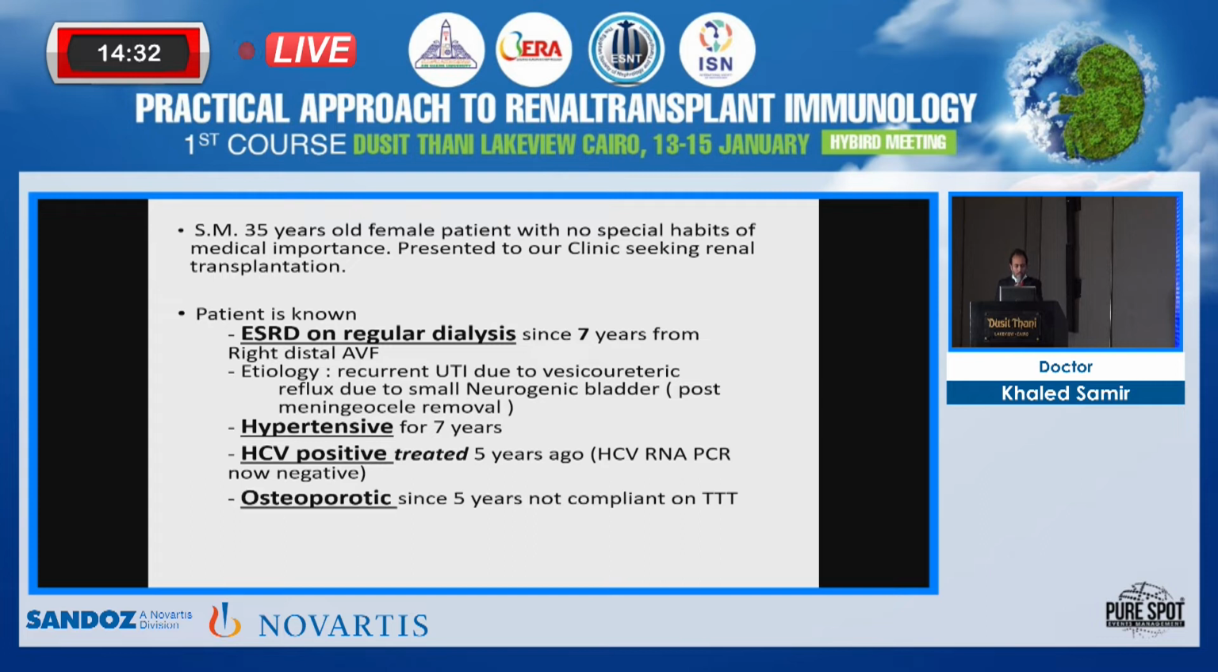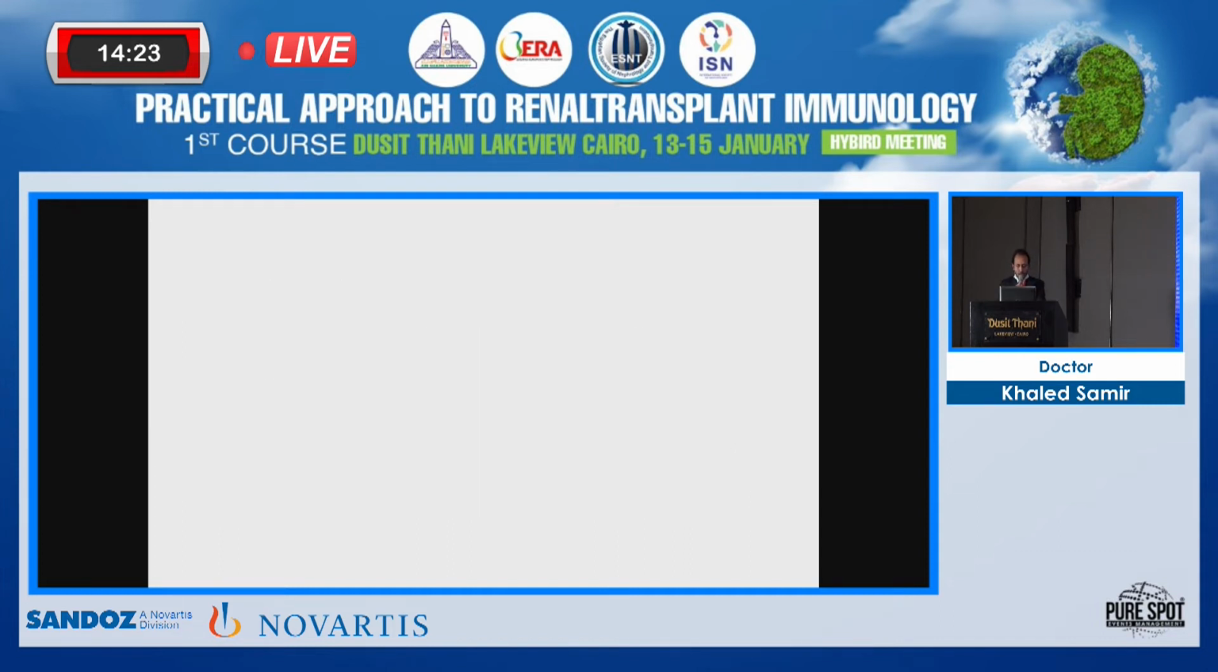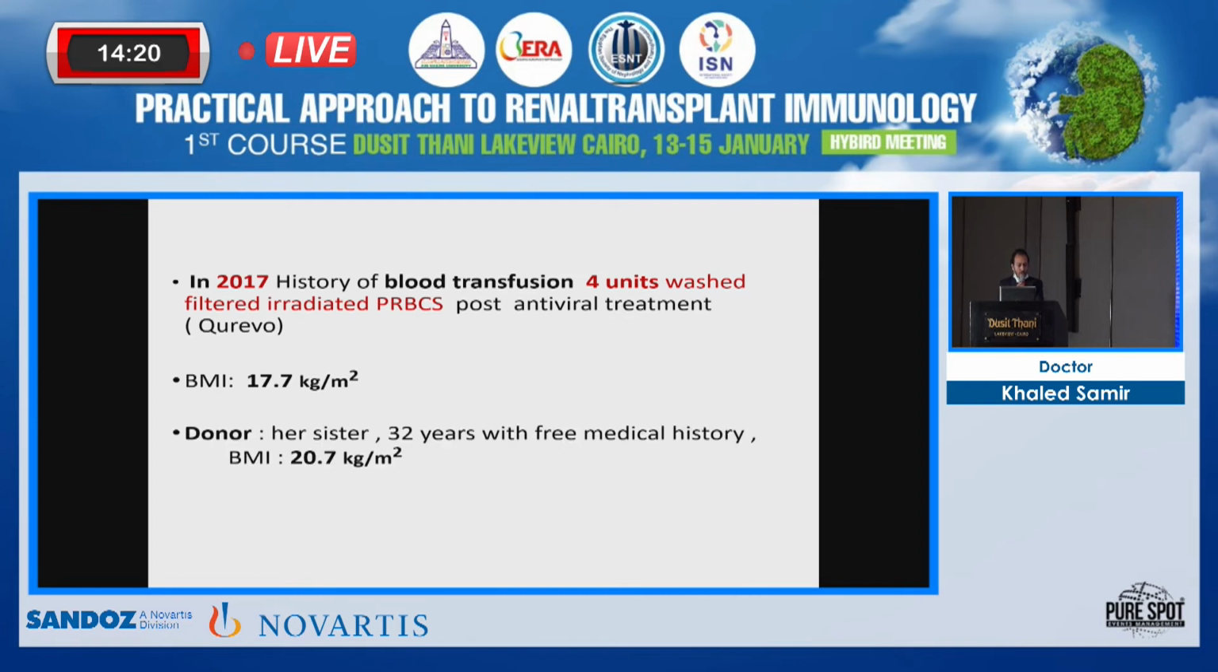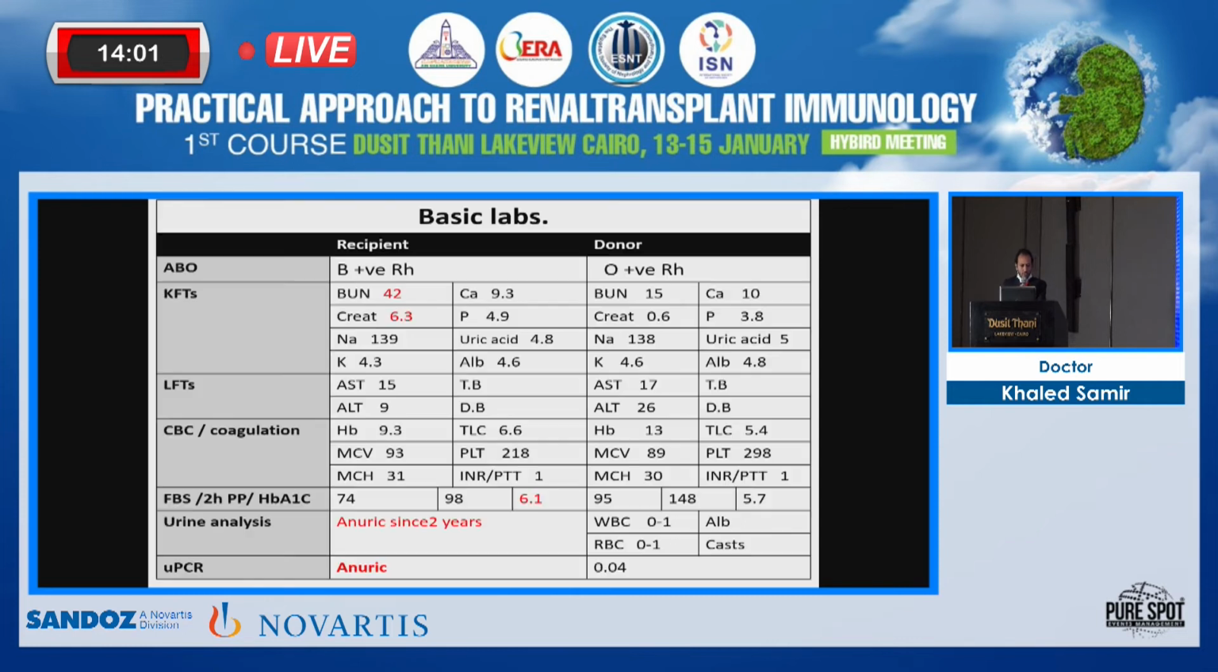After 2 years of dialysis, the patient became HCV positive and received treatment, and now her PCR is negative. The patient is also known to be osteoporotic for the past 5 years. In 2017, after receiving treatment of HCV, the patient had hemolytic anemia, and she received 4 units of washed, filtered, irradiated packed RBCs. Her body mass index is 17.7 kg per meter square, and her donor was her sister, 32 years old with a fair medical history, and her body mass index was 20.7 kg per meter square.